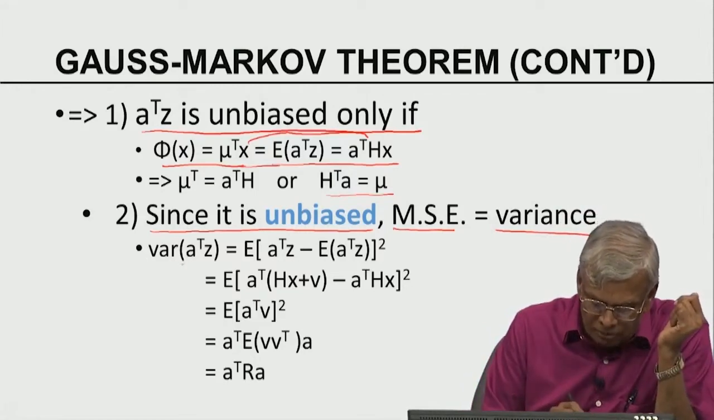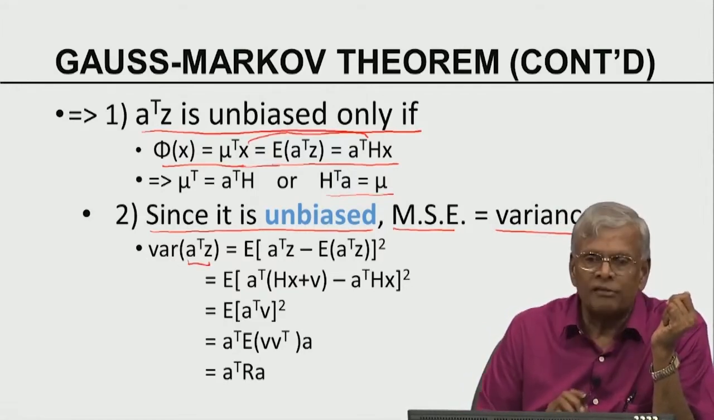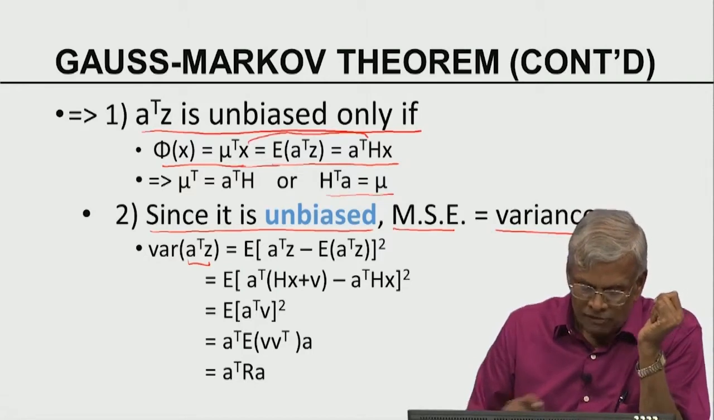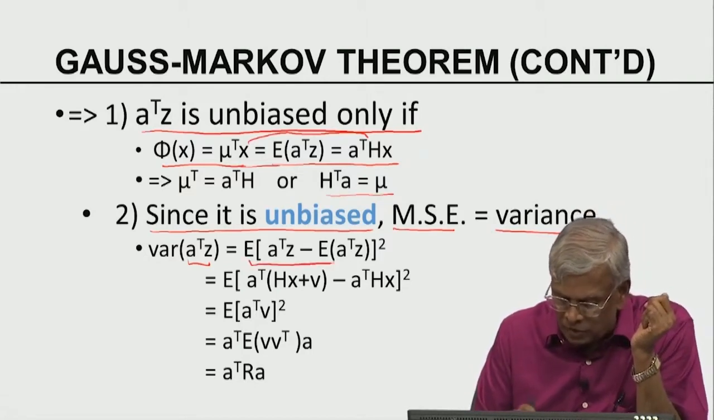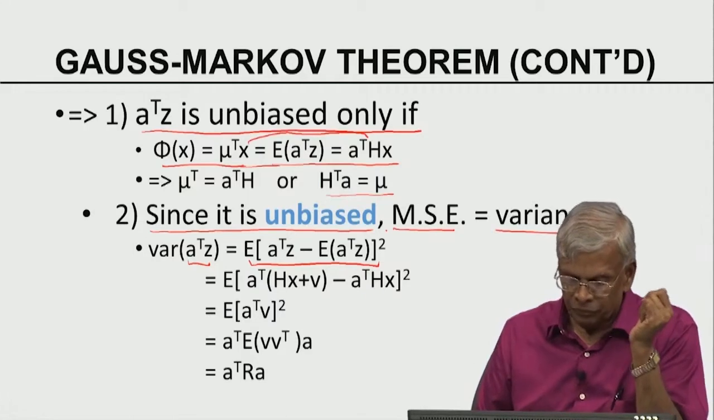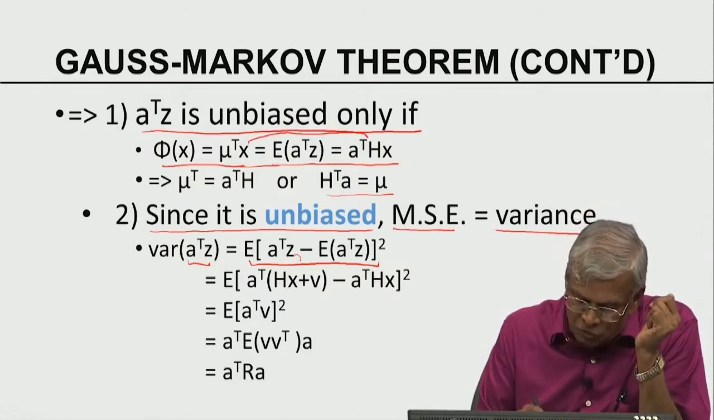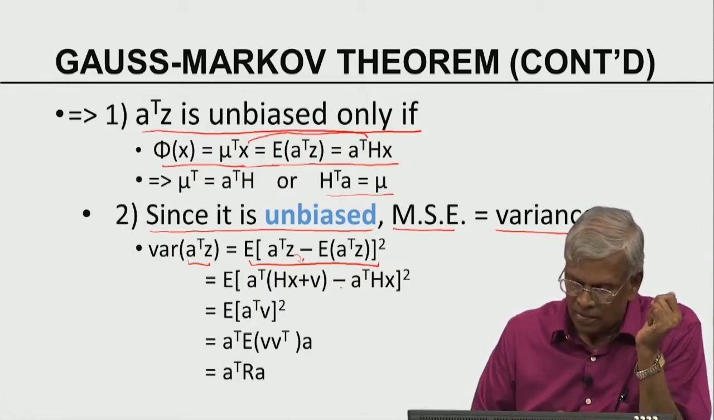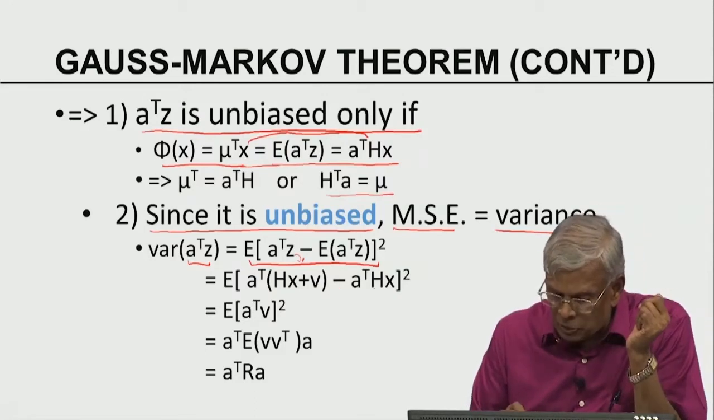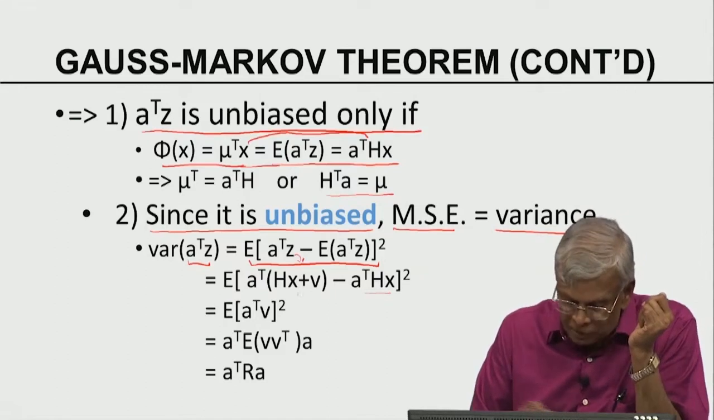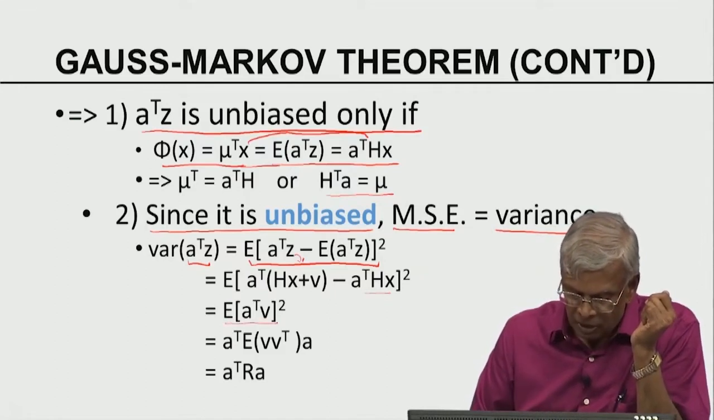Therefore, I am now going to compute the variance of the estimate A transpose Z. The variance of the estimate is equal to the expected value of the error square. I am again going to substitute for Z, which is given by this. We already know the expected value of A transpose Z is A transpose HX. So if you simplify this, you get this.